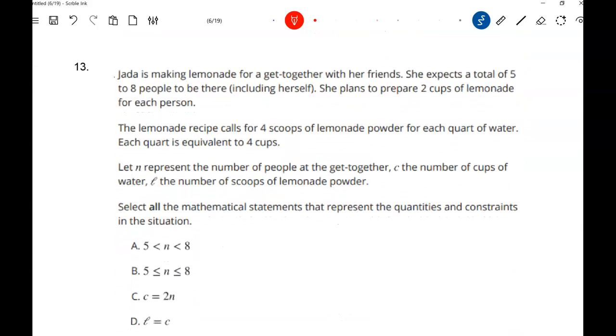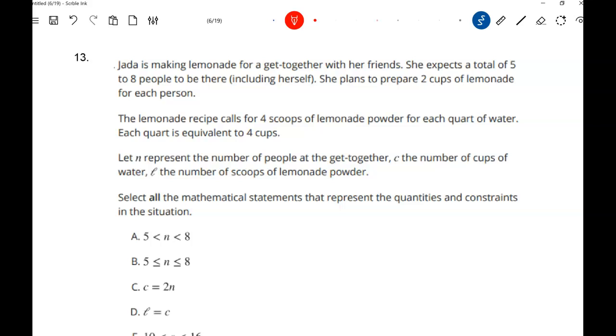Okay, number 13. Jada's making lemonade for a get-together with her friends. She expects a total of 5 to 8 people to be there, including herself. She plans to prepare 2 cups of lemonade for each person. The lemonade recipe calls for 4 scoops of lemonade powder for each quart of water. Each quart is equivalent to 4 cups.